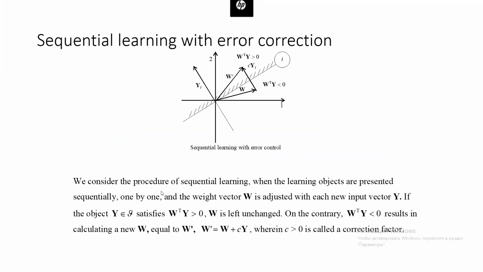We consider the procedure of sequential learning when the learning objects are presented sequentially, one by one, and the weight vector W is adjusted with each new input vector y. If the object satisfies the expression, the W vector is left unchanged, so you don't move your weight vector. On the contrary, you need to correct your weight vector with the correction factor.